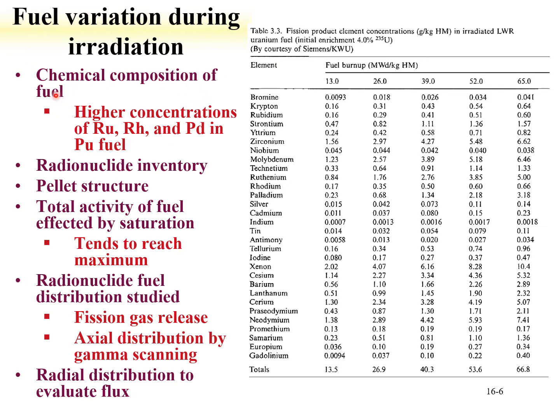The chemical composition of the fuel has an influence. For instance, the ruthenium, rhodium, palladium have higher concentrations than plutonium-based fuel. So there's also a trend where the total activity of fuel seems to be affected by radioactive saturation, where you get an equilibrium between growth and decay, and you get a maximum that tends to be reached. Now the radionuclides that are produced are distributed within the fuel, and we'll discuss how they're distributed, and they're not always homogeneously distributed within fuel.